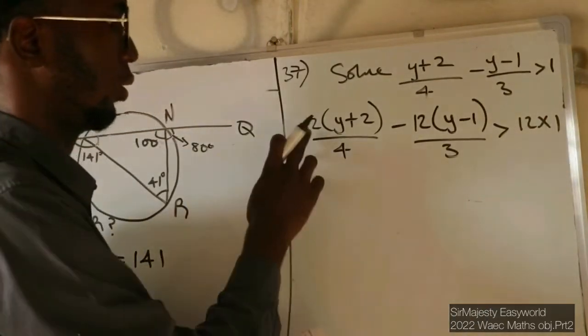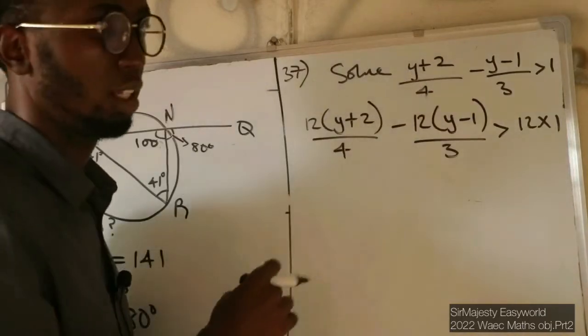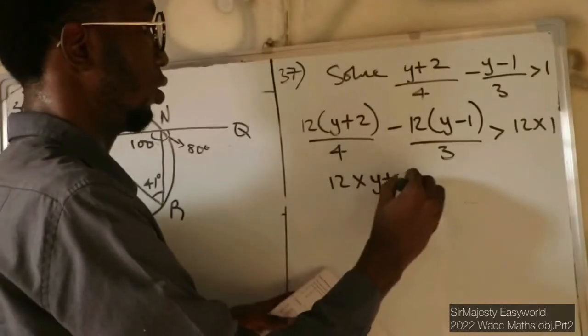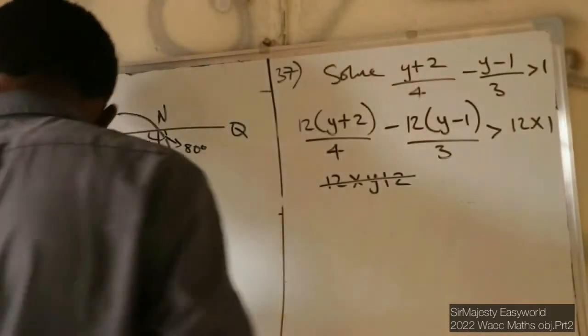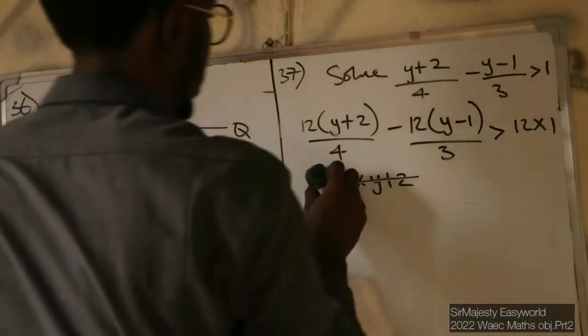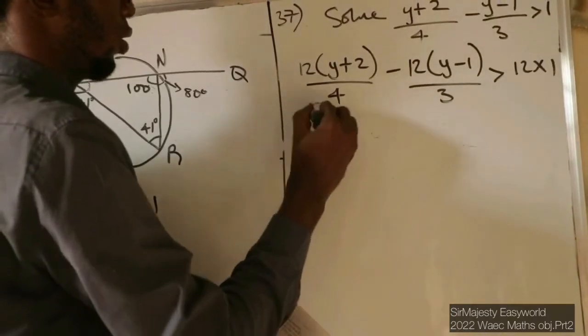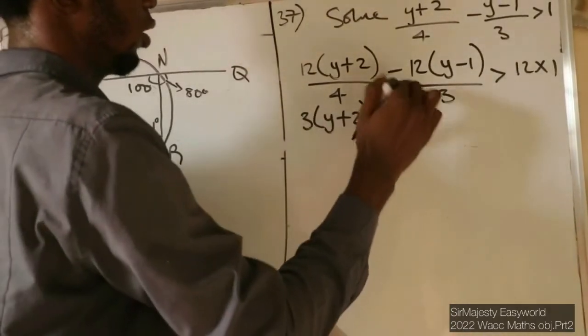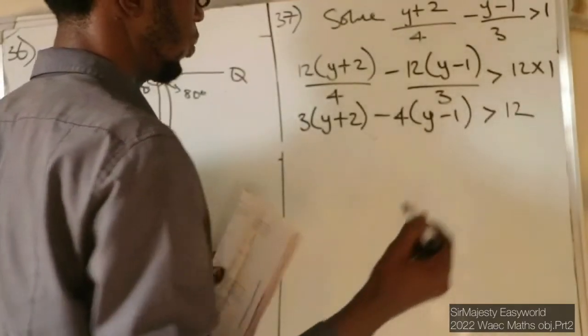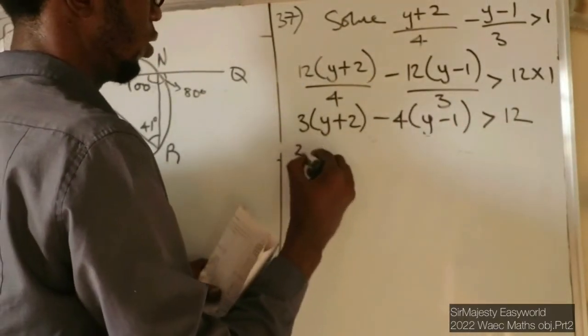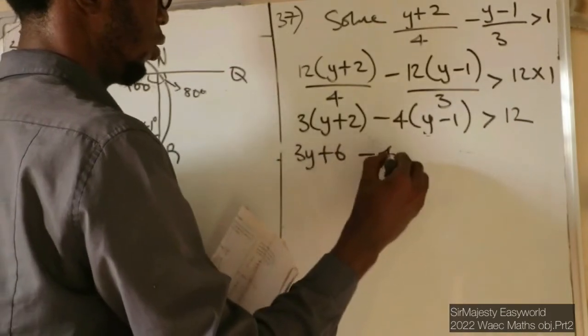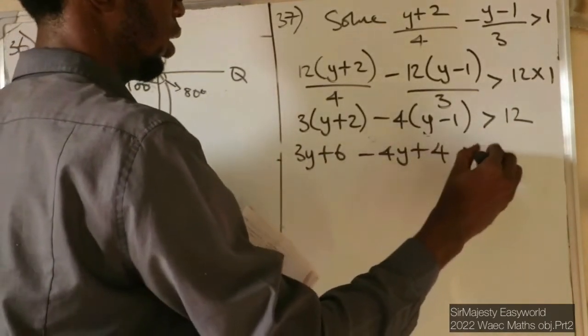If you pay attention here, you see that I used brackets to multiply algebraic terms. Please, when multiplying algebraic terms, never write 12 times y plus 2 without brackets. This is wrong. So 12 divided by 4 gives us 3, so we have 3 bracket y plus 2, minus 12 divided by 3 gives us 4, so 4 bracket y minus 1, is greater than 12 times 1, which is 12. We expand the brackets: 3y plus 6 minus 4y plus 4 is greater than 12.